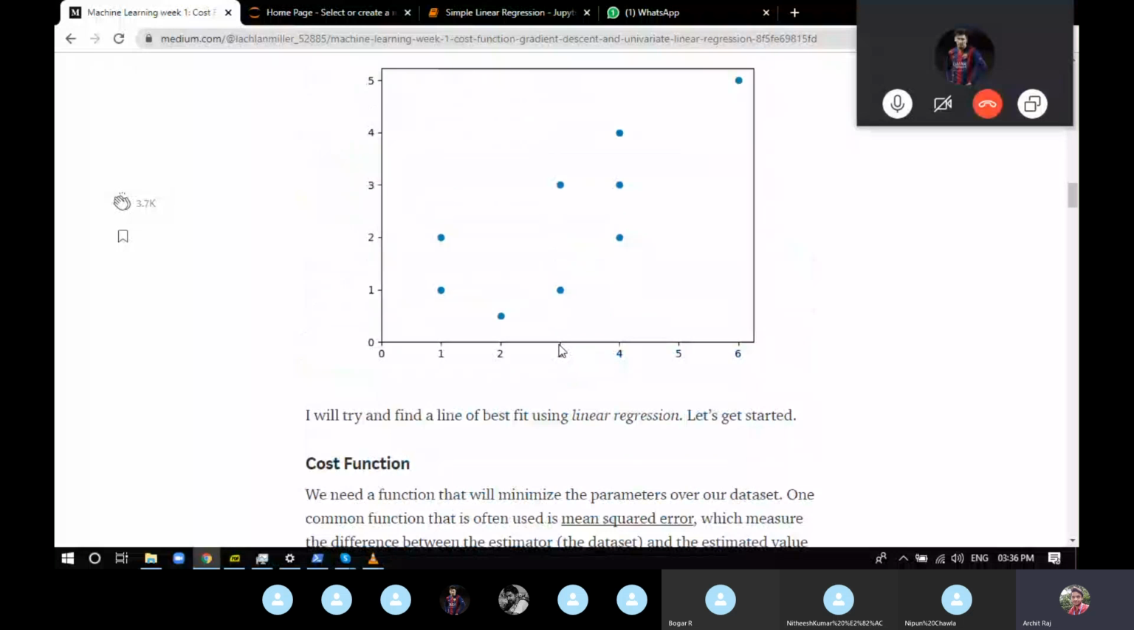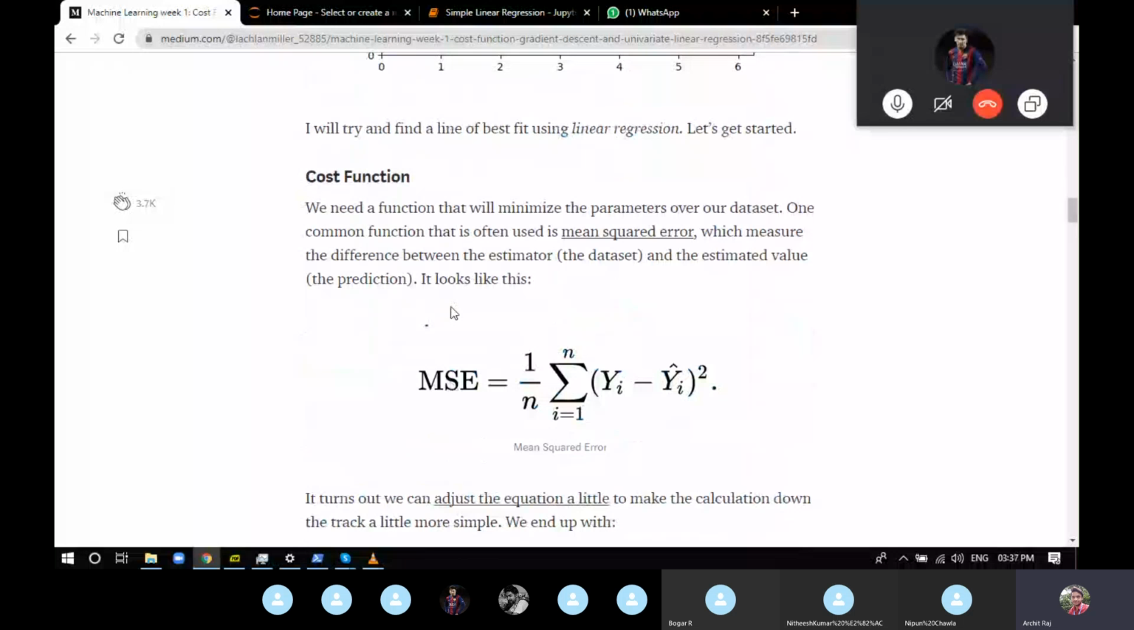Now cost functions are of different kinds. It's not even one cost function. There can be a number of cost functions: the mean squared error, the root mean squared error. So we'll come across those two things, and then I'll tell you what exactly they are. First we'll go through the mean squared error. So what exactly is the mean squared error?